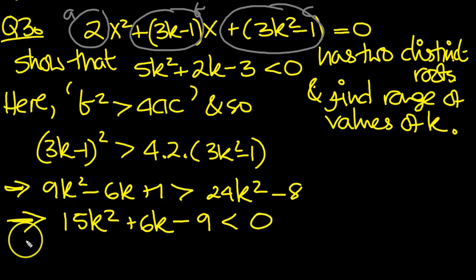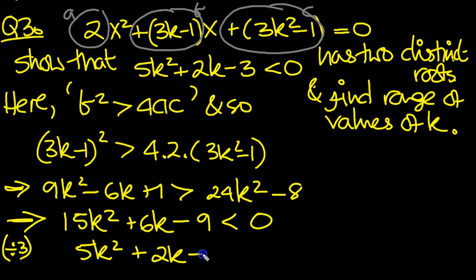There's a 3 common all the way through. So divide by 3. And then we get divide by 3 here. Which will be 5k squared plus 2k minus 3 is less than 0, which is what we wanted up here. So that's the first part then.